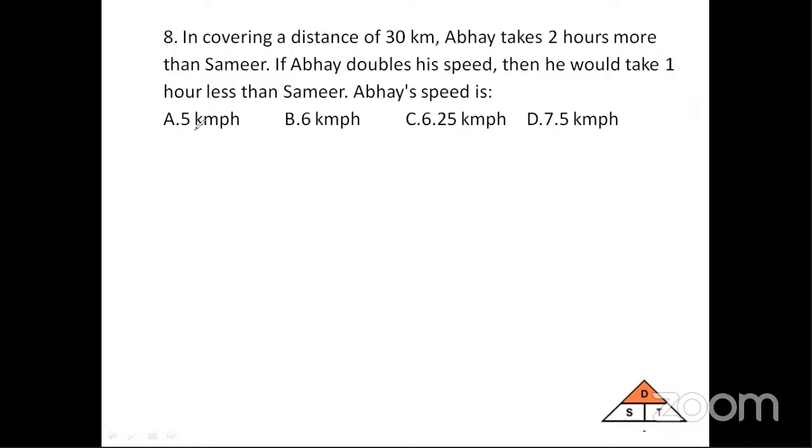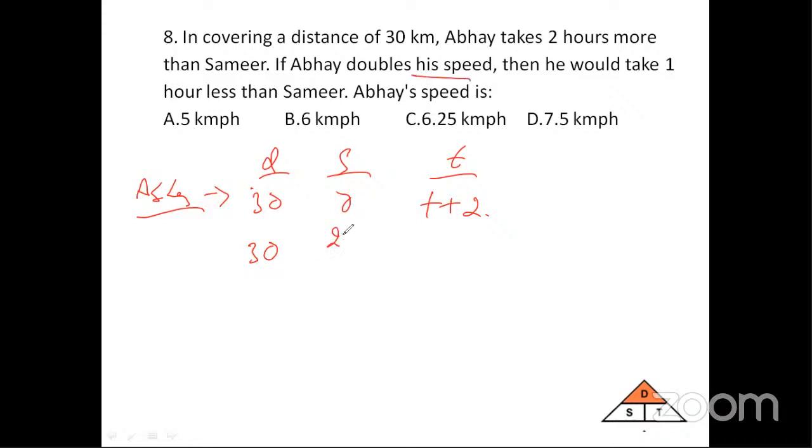Okay, observe carefully. We wrote Abhay speed now, because if they are asking Abhay speed, initially the speed was y, the distance is same 30, speed was y, time was t plus 2 because Samir's time was t. Next, distance remained same, but the speed got doubled. If the speed is doubled, so 2y, we can say 1 hour less he takes, so t minus 1.